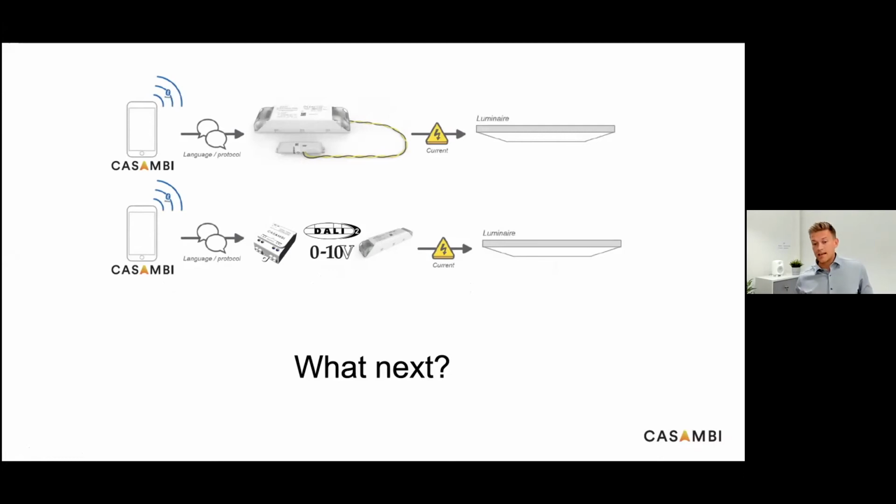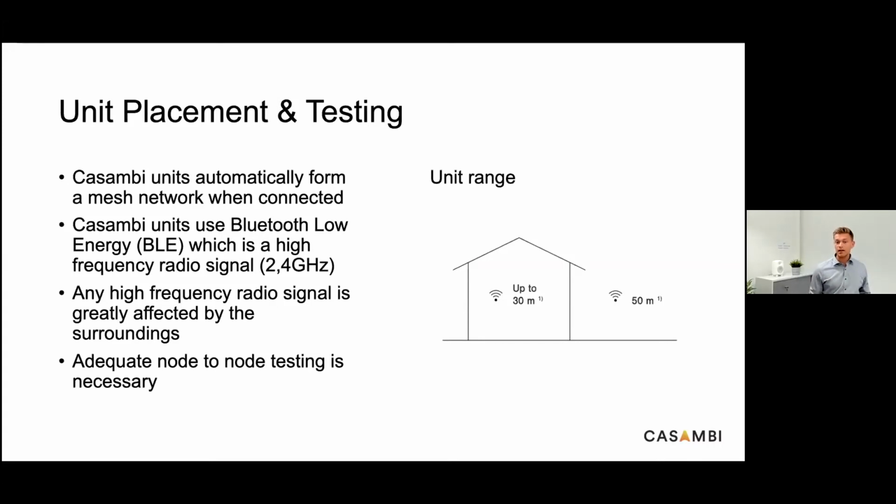Then typically the next consideration that we would really stress the importance of when integrating Casambi is to look at the unit placement and to ensure thorough testing. This is because, as most of you are probably aware, Casambi is built on Bluetooth Low Energy, and it's an automatically forming mesh when you create the network. And obviously with a mesh, you want to ensure that there's a strong connection between all the devices. With Casambi, the intelligence is within each node, but you still need all the nodes to be able to communicate together. And with that, you need to ensure that the communication range and the distance testing is done adequately. It's Bluetooth Low Energy, so it's 2.4 gigahertz radio frequency.